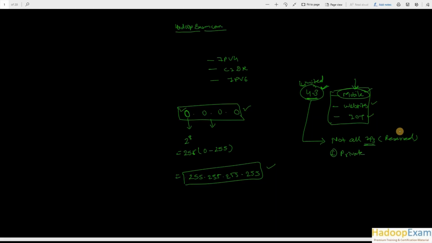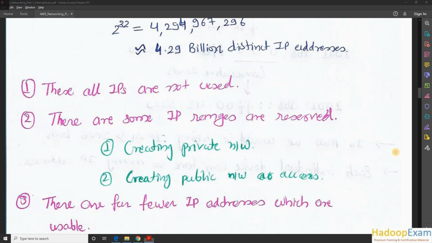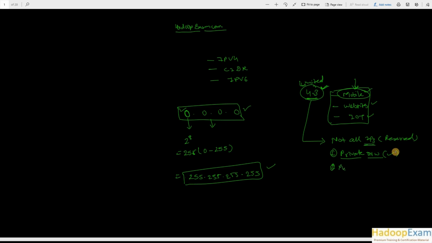which we would be discussing. This is one of the important topics across modules in this training. So, private network. Some IPs are reserved for creating the private network. So out of 4.3 billion, some go to the private network. Creating public network access, so we need to create a public network.